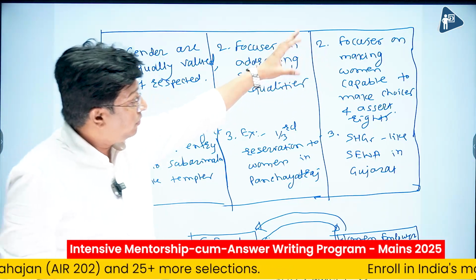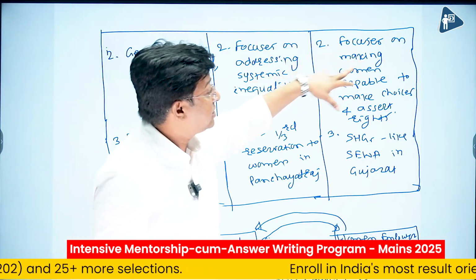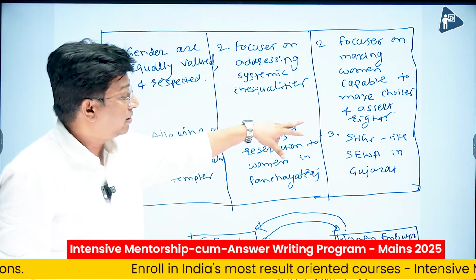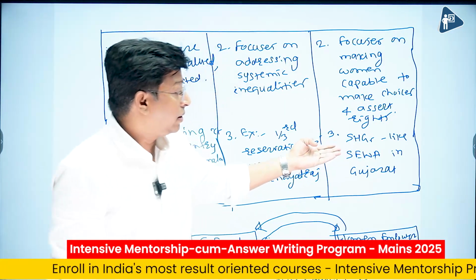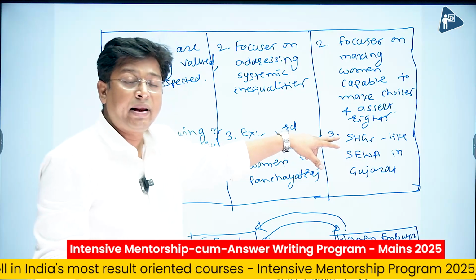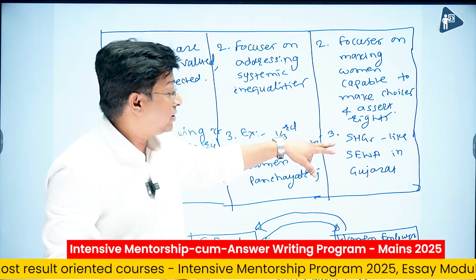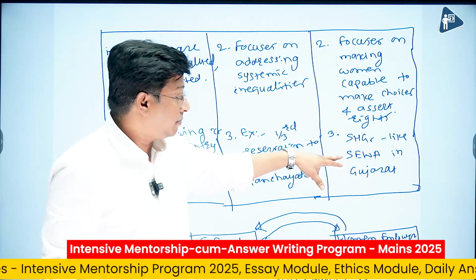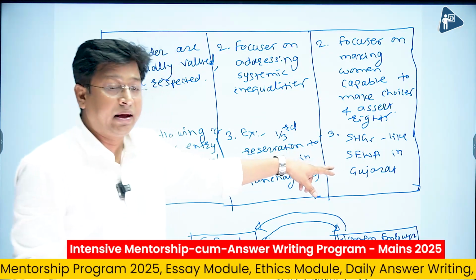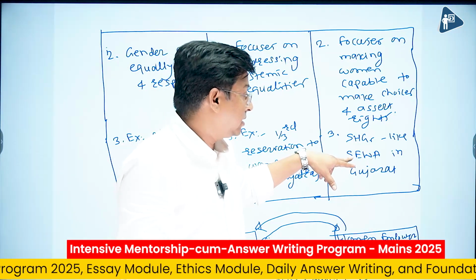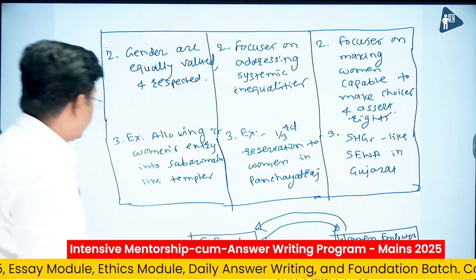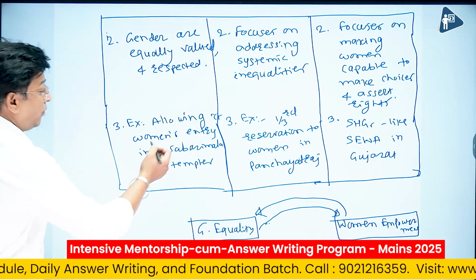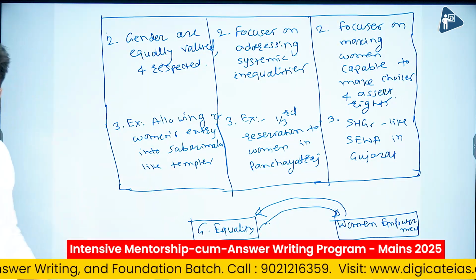Next, women empowerment focuses on making women capable of making choices and asserting rights. For example, through self-help groups, women get empowered, they can assert their rights, and they can make their own choices. The perfect example of women empowerment is SEWA, the self-help group from Gujarat.